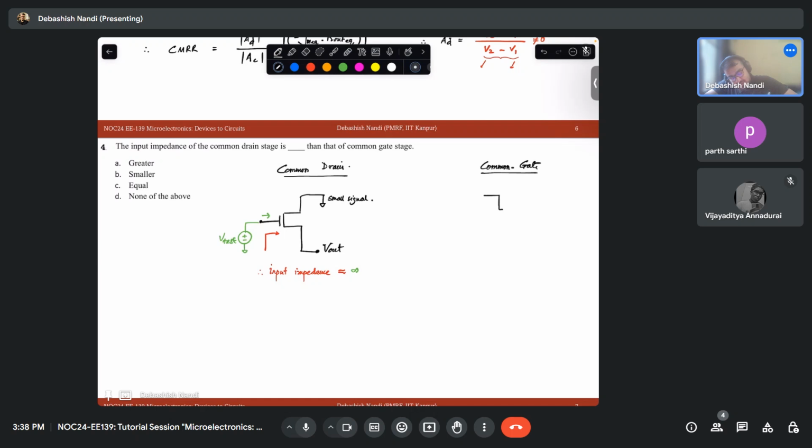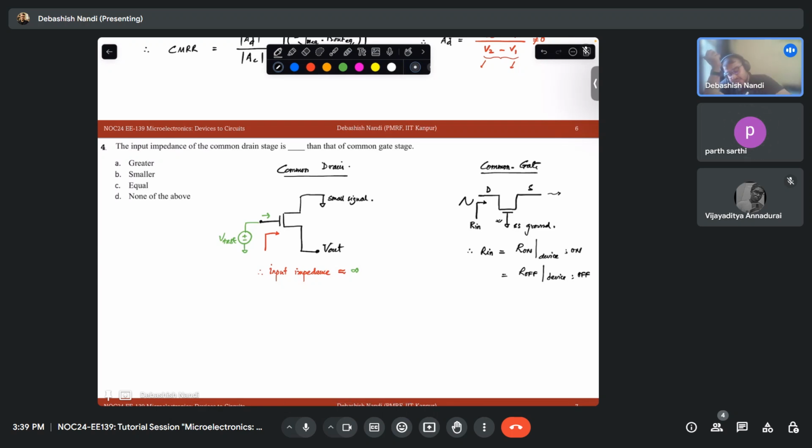And what about your common gate stage? Let's say this is small signal ground, and let's say this is drain, this is source. You are giving a swing here and you are taking some output here. So what will be your input impedance? RDS plus RS plus gain of the amplifier. It is generally your R on of the device in on state and R off in the off state. Off and on means this is on or this is off.